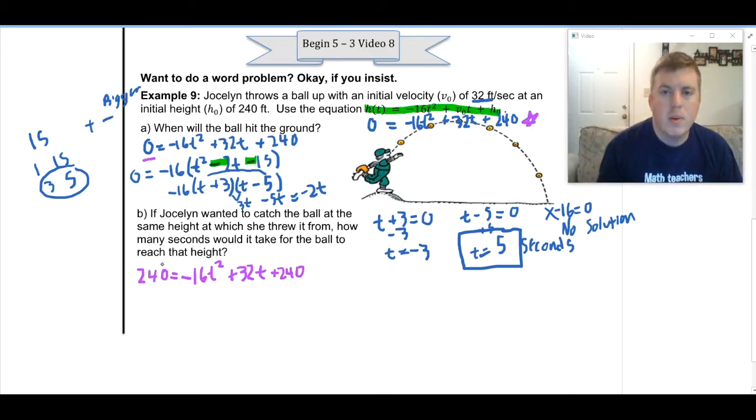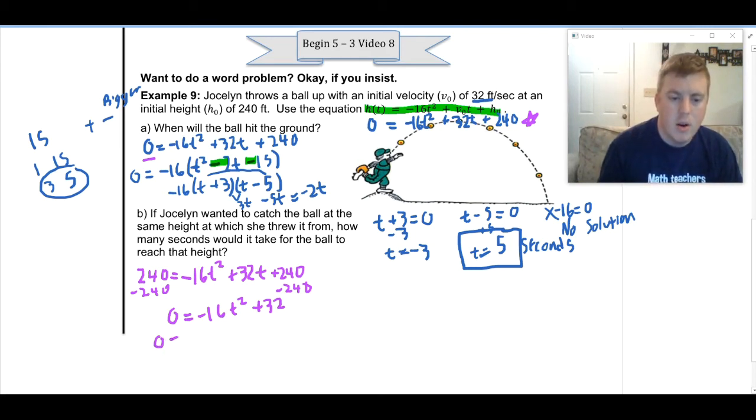Now remember, before we can factor, we have to have one side equal to 0. So we're going to subtract 240 from both sides. That's going to give us 0 equals negative 16t squared plus 32t. The next thing we want to do is pull out a GCF. We are still going to have that negative 16, and I left off a t here, but if you notice, we're also going to pull out a t. Both of our remaining terms have a t.